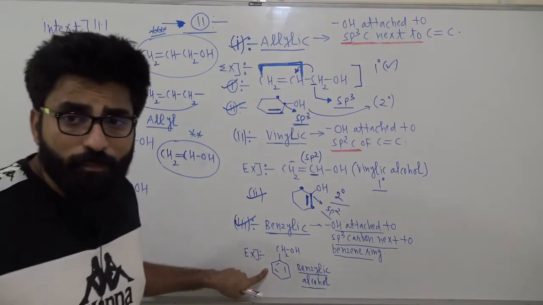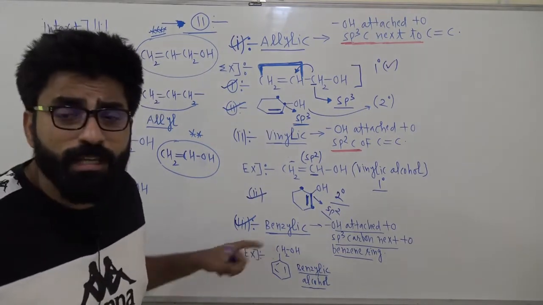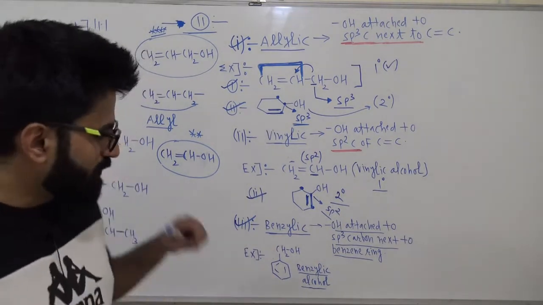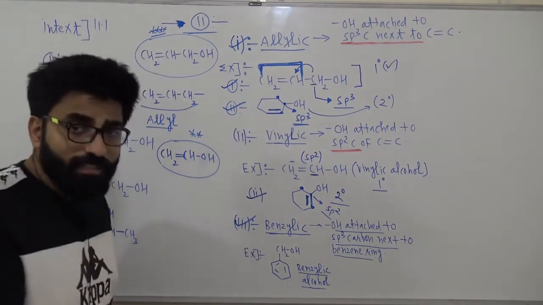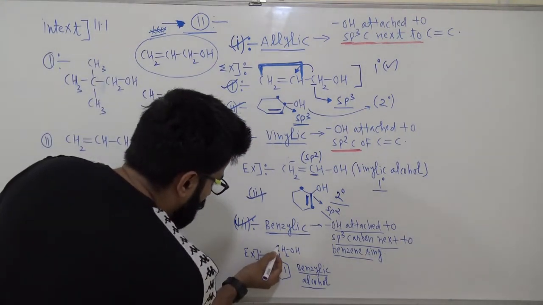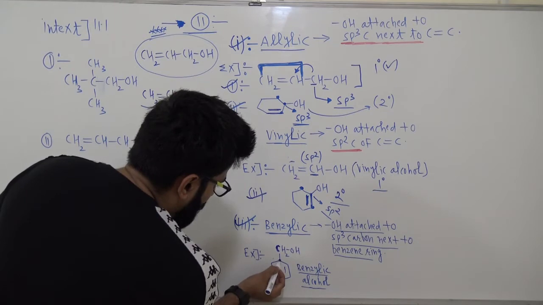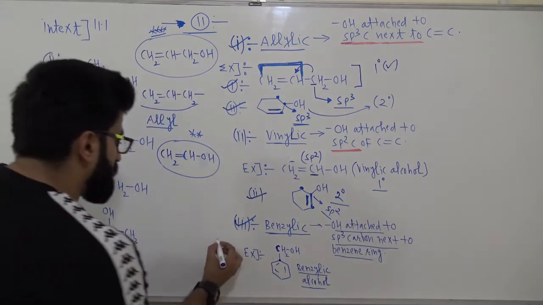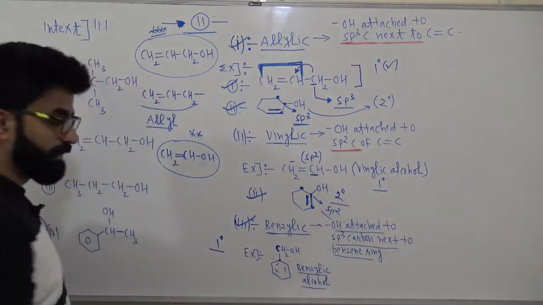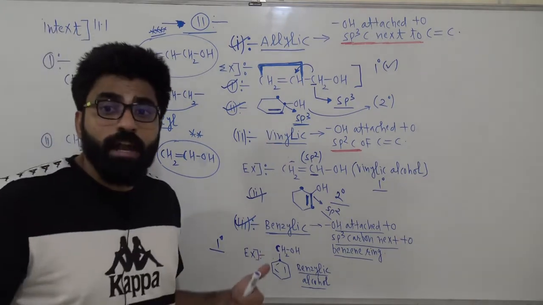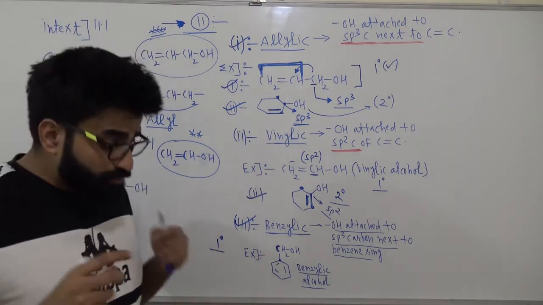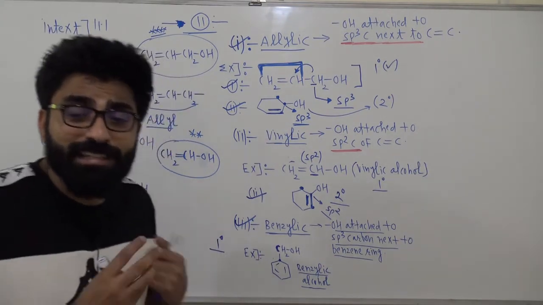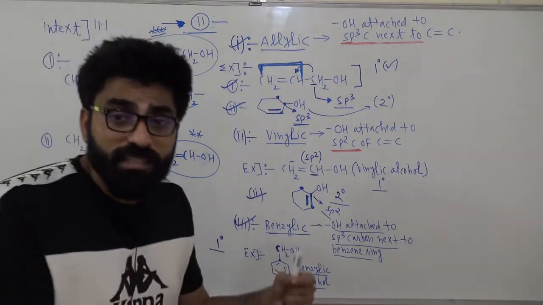Suppose I have this example, and my first question is, what is the degree of this alcohol? Degree is very simple. If you see the carbon to which OH is attached, that carbon is only connected to one carbon. So you're like, sir, this is 1 degree. Yes, this is 1 degree, right? But my next question is, what kind of alcohol is it? Is it allylic, vinylic, or benzylic?